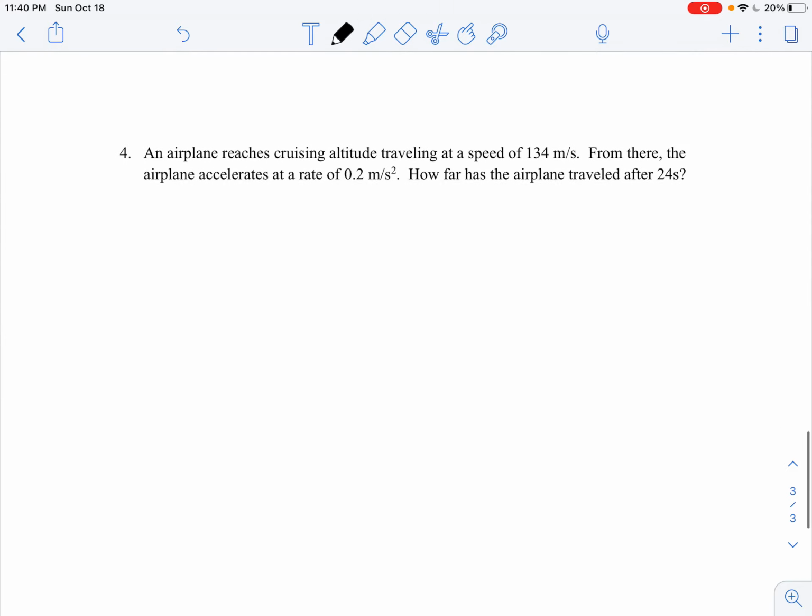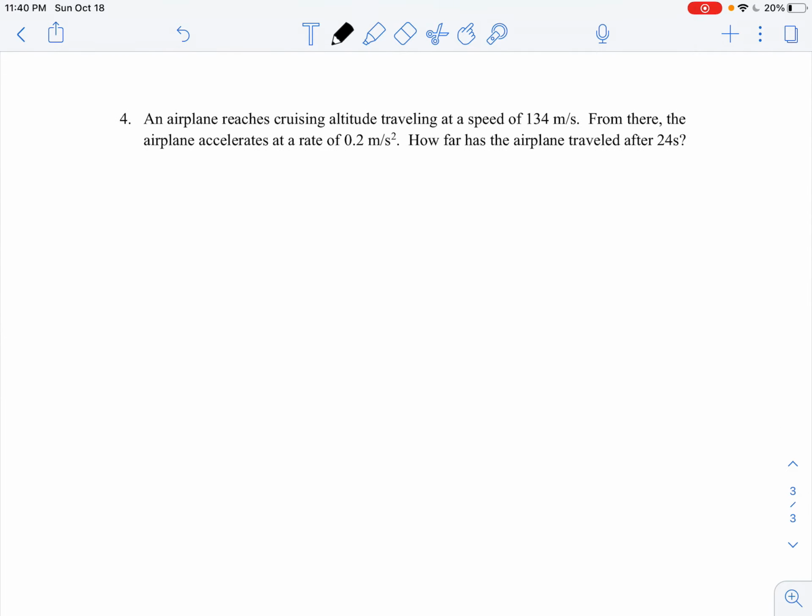Final question we have here to conclude problem set number 6 is we have an airplane that reaches cruising altitude while traveling at a speed of 134 meters per second. From there, the airplane is going to accelerate at a rate of 0.2 meters per second squared. We want to know how far our airplane's traveled after 24 seconds.